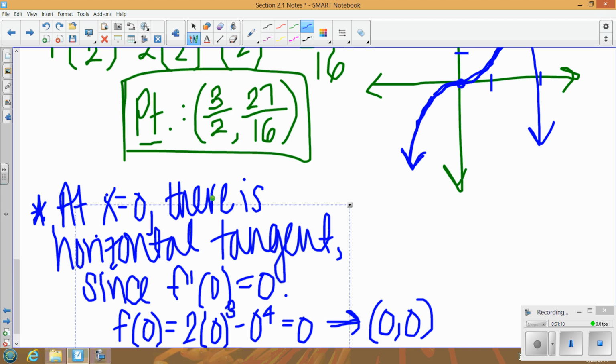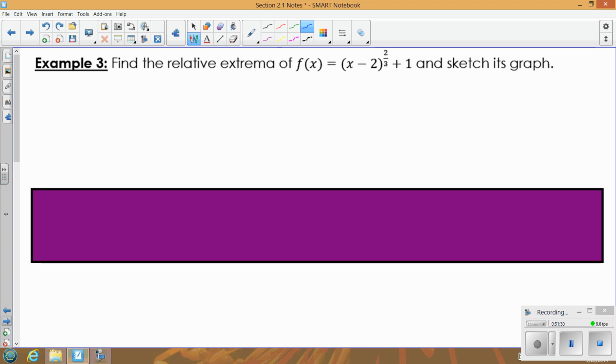Okay, so again, you could plot some more points, look for the x-intercepts, y-intercepts, those are all good points. But for right now, we're really just focusing on how we use this first derivative test to help us get a brief sketch of the graph. So let's look at one last example, and then we're done for this. And this example kind of has something different happening, so that's why I wanted to show this to you. So we're going to find the relative extrema of this function and then sketch its graph.